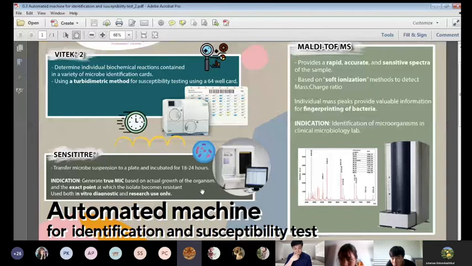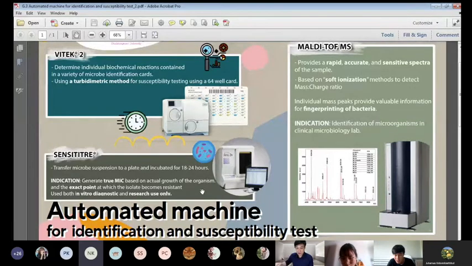MALDI-TOF MS, or matrix-assisted laser desorption ionization time-of-flight mass spectrometry, is used for microorganism identification in the clinical microbiology laboratory. MALDI-TOF MS provides a rapid, accurate, and sensitive spectra of the sample.